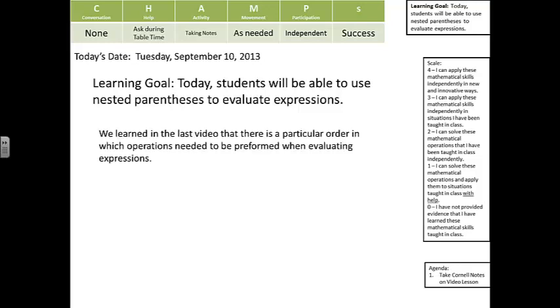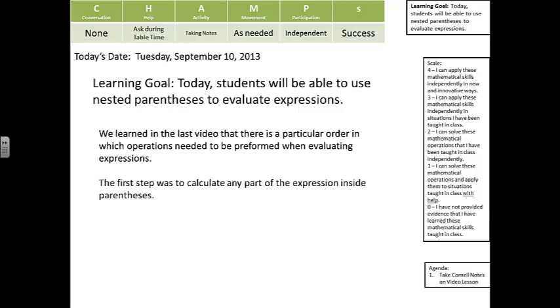We learned in the last video that there is a particular order in which we perform operations when we're evaluating expressions. We use the saying, "Please excuse my dear Aunt Sally," and that tells us that we do parentheses, then exponents, then multiplication and division, and then addition and subtraction.